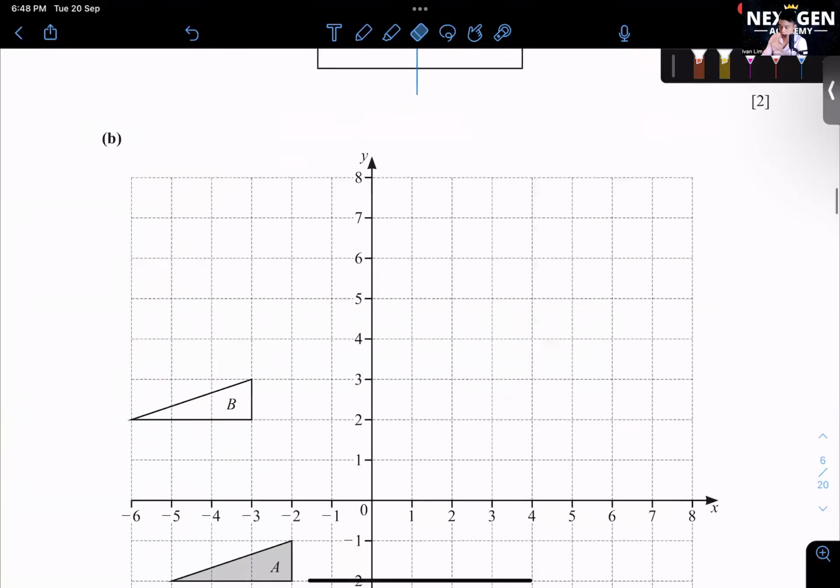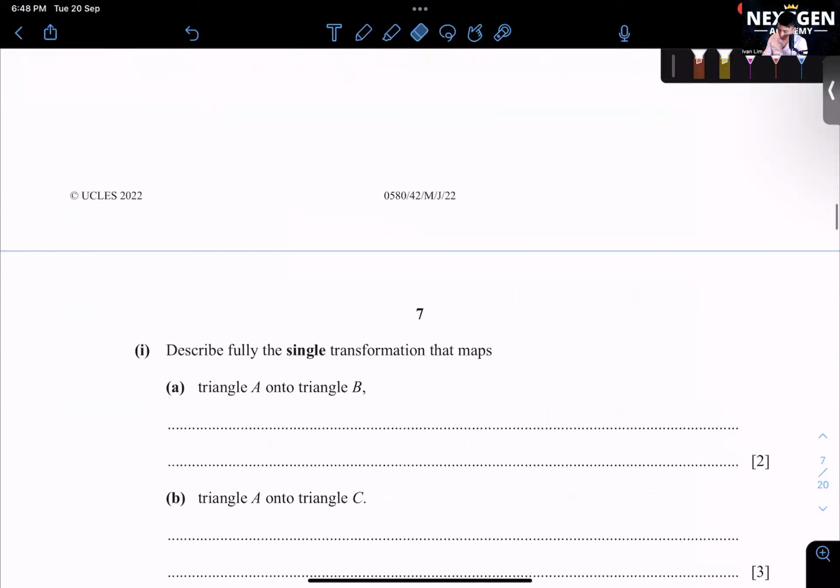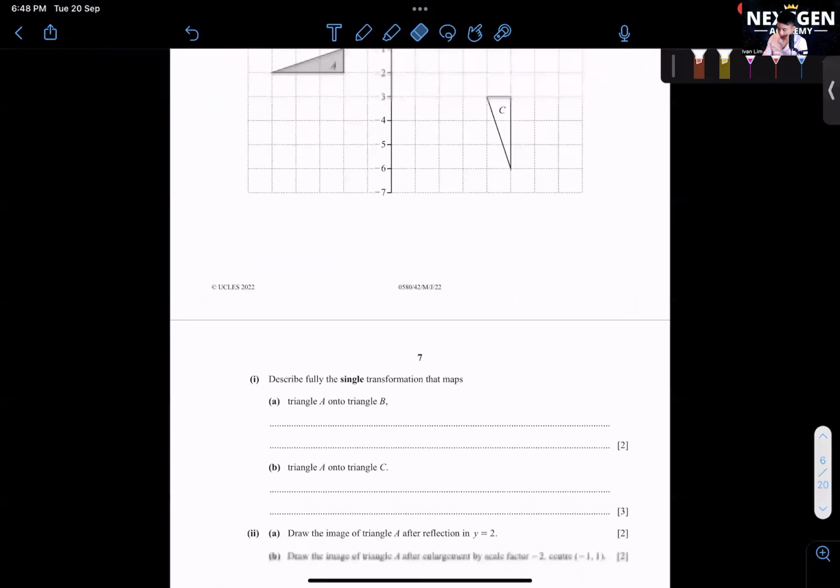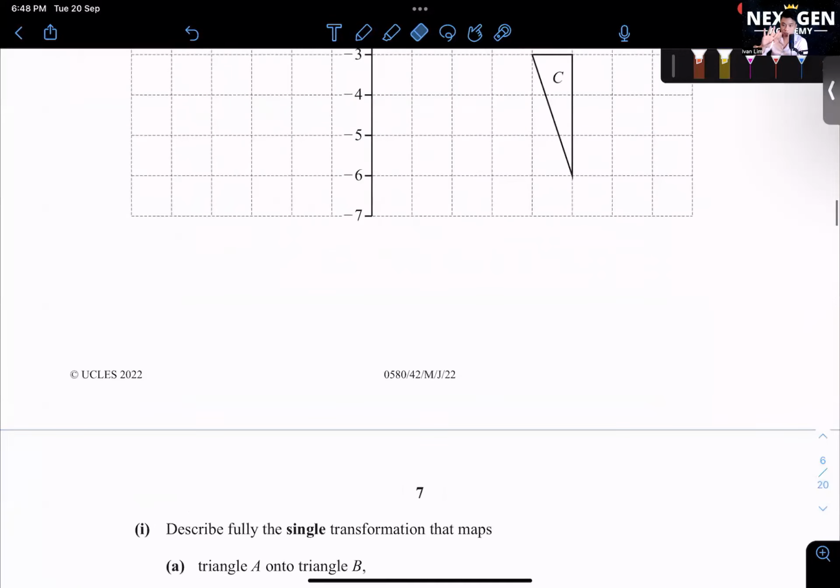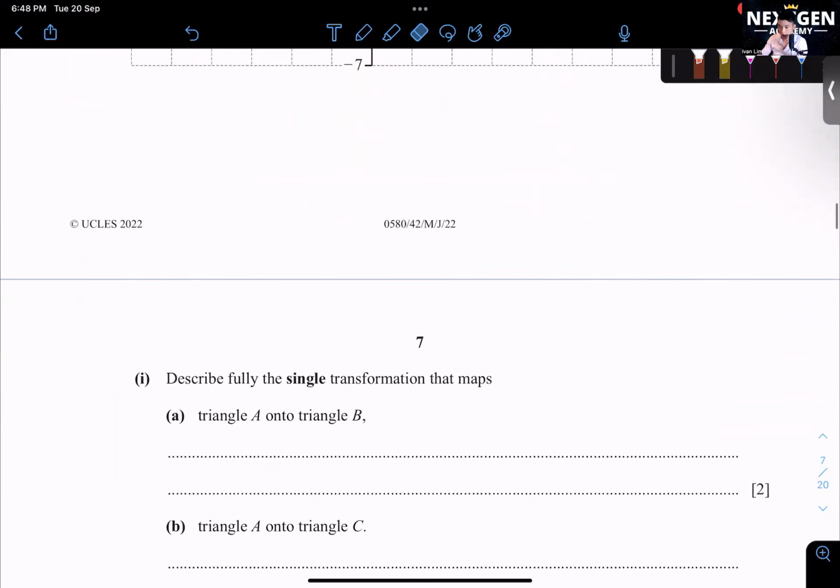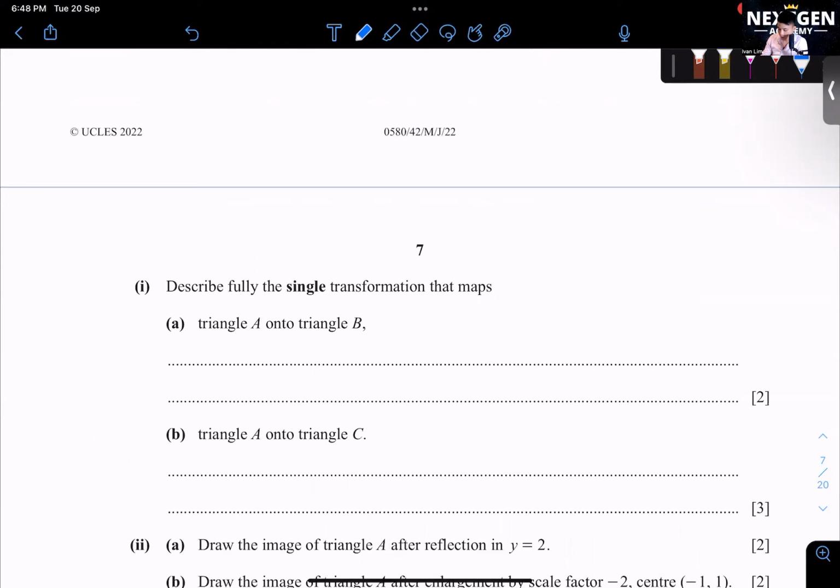Okay, question B. Describe fully the single transformation that maps triangle A onto triangle B. So A to B. You all know we got the 4 transformations, right? You have to know all 4, and you all know how to score the marks, right? If you don't know anything about transformation, go to chapter 8. This is your transformation. The first one is just the easiest one, I would think. Translation, -1, 4. You need to write it like this. -1 means to the left, 4 means going up.